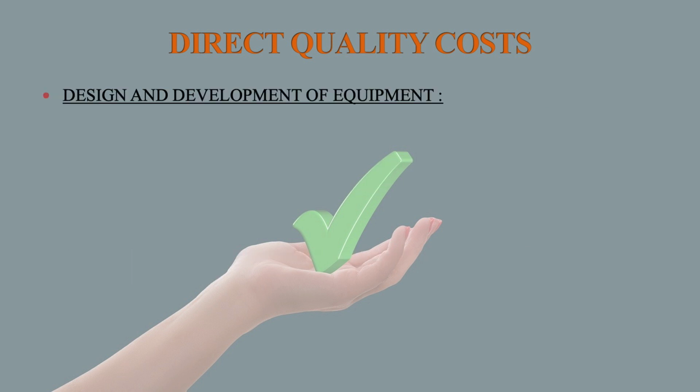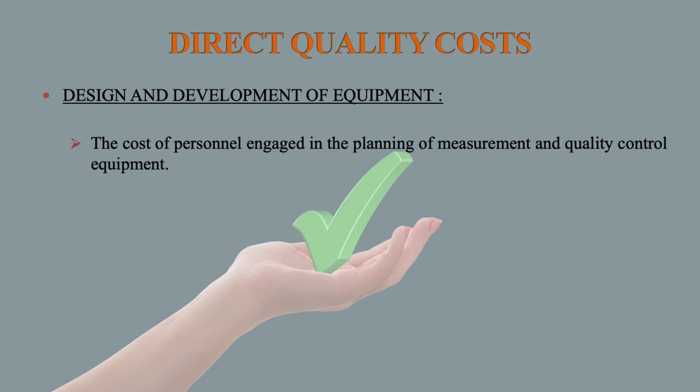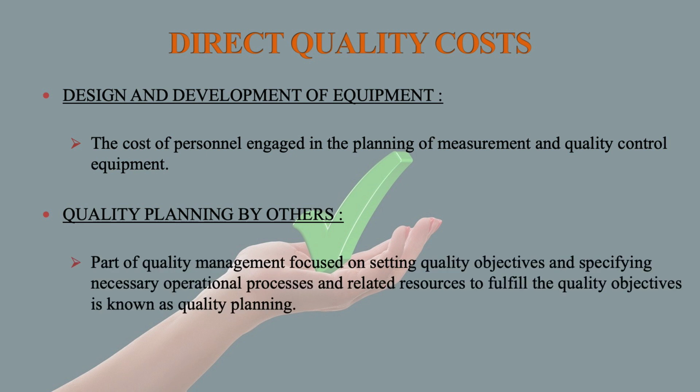Design and development of equipment. The cost of personnel engaged in planning of measurement and quality control equipment. So these are also known as the quality costs. The quality planning by others: the part of quality management focused on setting quality objectives and specifying necessary operational processes and related resources to fulfill the quality objectives is known as quality planning.